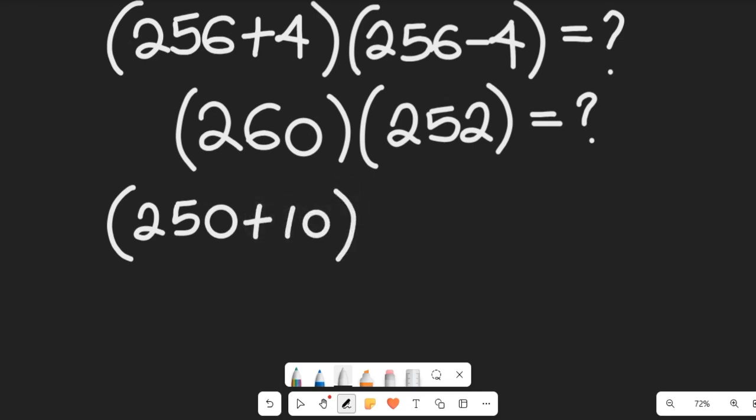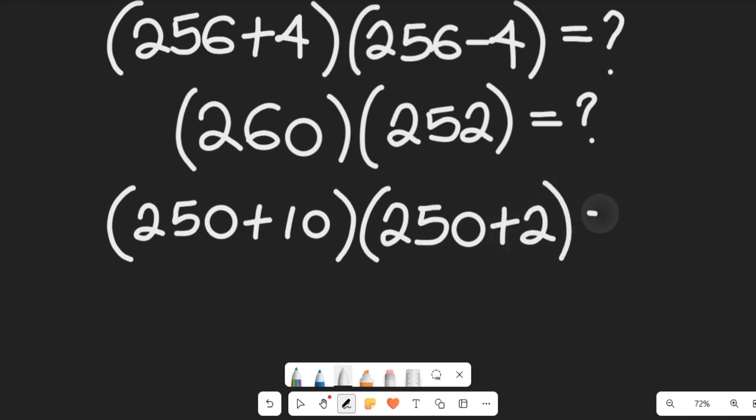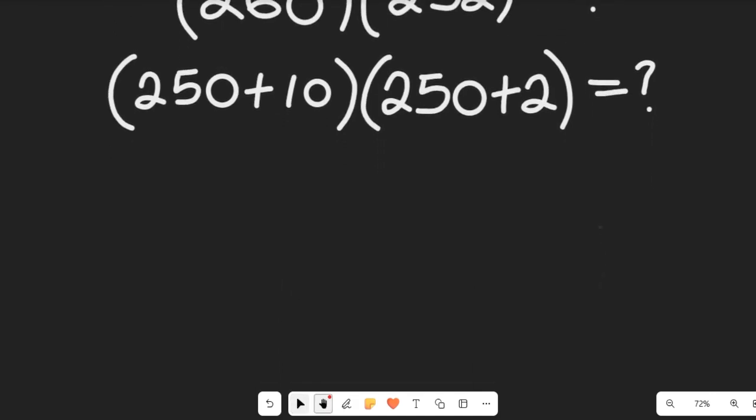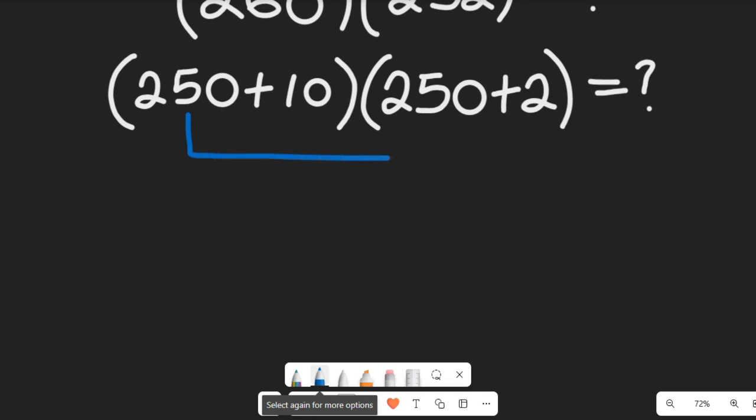That will give me what? 260. And over here, I can say this is 250 plus 2, right? And this will give me what? So with this expression now, I can simplify. Remember, if I simplify, this will multiply this, it will equally go to multiply this, while this will multiply this, and it will equally go to multiply this.